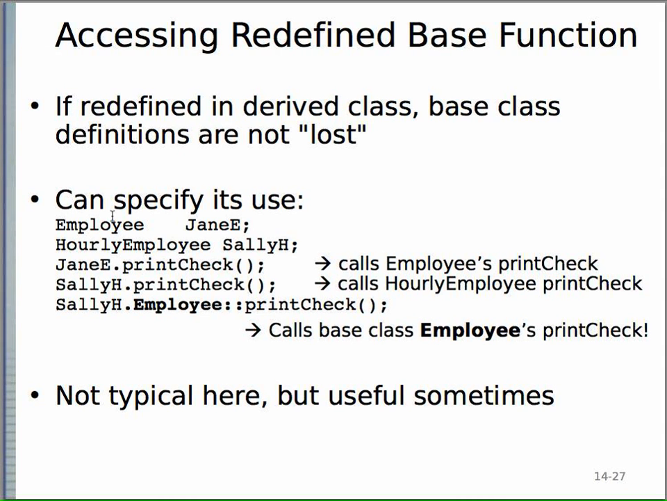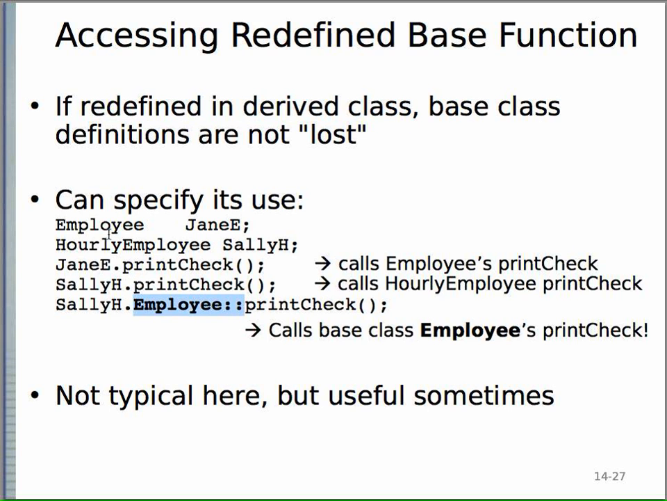Okay, so here's a thing that's different in C++ and Java. If you redefine a function in a derived class, it turns out in Java you don't really have access to that base class member function. The thing that you redefine from the base class is lost. Here in C++, if you redefine a member function of a base class in a derived class, the base class definition is actually still around. You can actually access it, and you can use it. You can access it using the :: scope resolution operator.